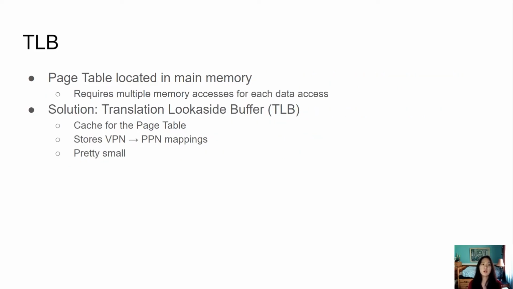So the page table is located in main memory since it's a lot of information to store. However, because of this, multiple memory accesses are required for each data access, which can take a lot of time. So the solution is to have a cache for our page table, and this is called the translation look-aside buffer, or the TLB. It essentially stores the recently accessed VPN to PPN mappings. It is important to note that this only contains the mappings, it doesn't contain the actual data.